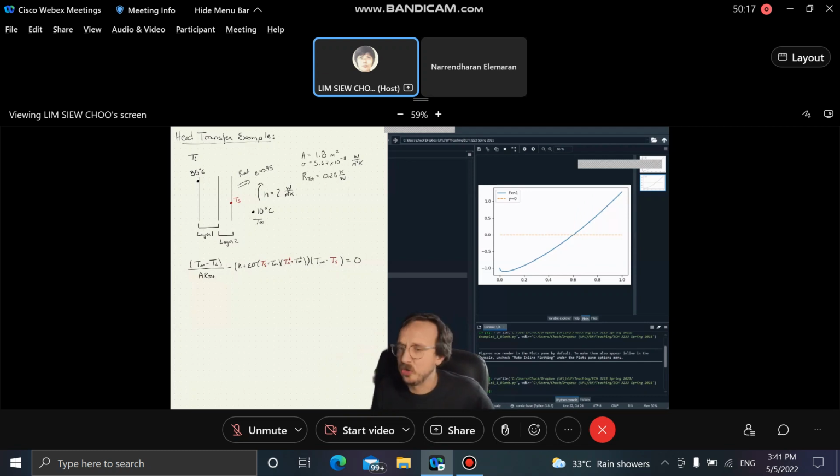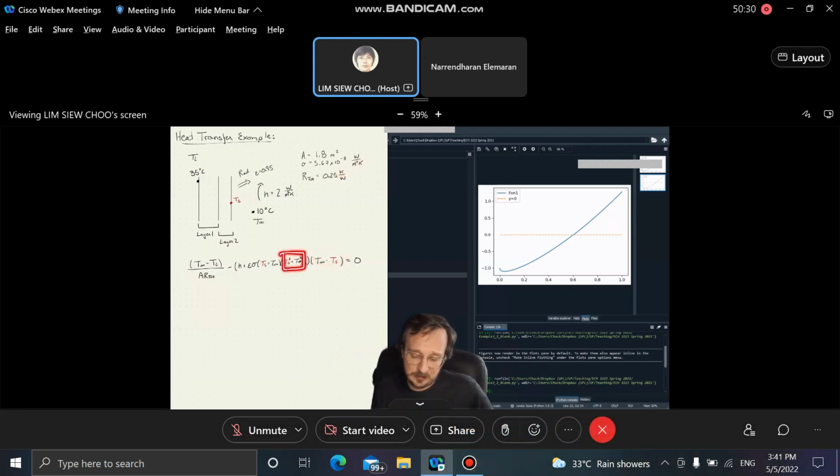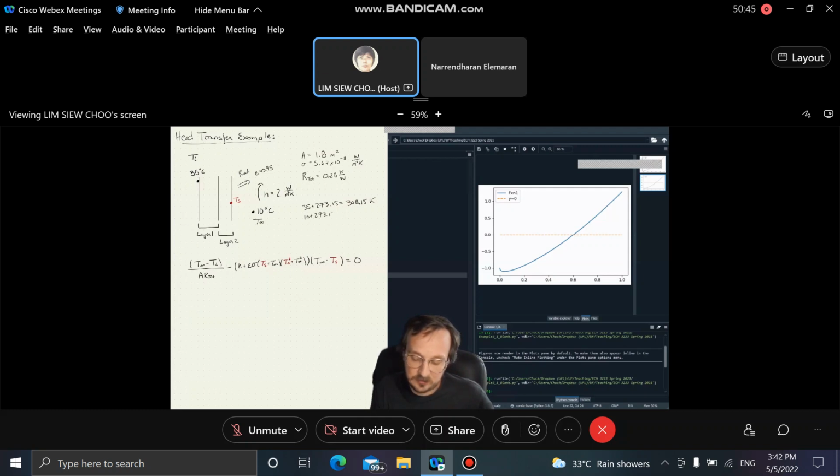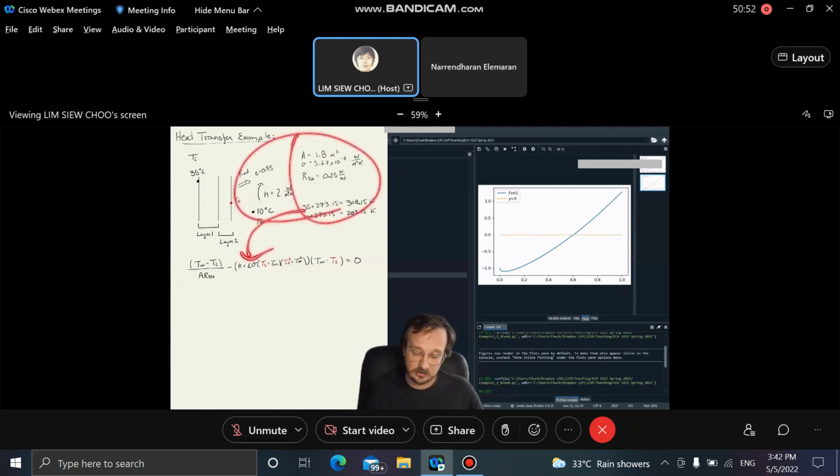Now, one thing you need to do is take note that this is going to be in SI units. You notice Kelvin here and Kelvin here. If you have a difference between two temperatures, you can use Celsius. But when you're adding them, especially squared, you need to put it in Kelvin. So to get the right units, 35 plus 273.15 equals 308.15 Kelvin, and 10 plus 273.15 equals 283.15. So let's use all this information we have in this equation to solve for TS.